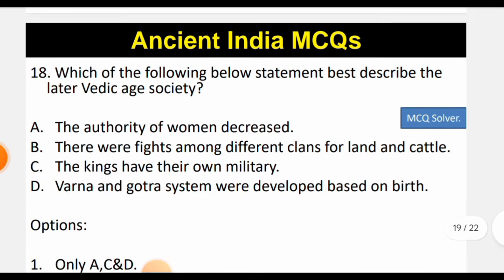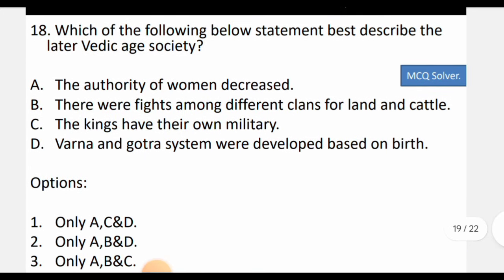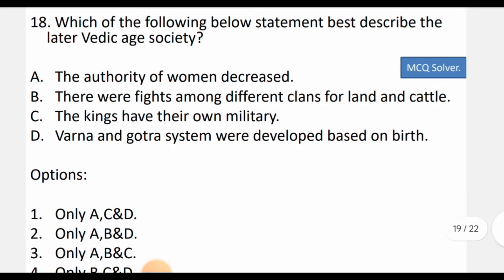Now let's move to question number 18. Which of the following statements best describes the later Vedic age society? First we will look into the statements. Statement A, the authority of women decreased. Statement B, there were fights among different clans for land and cattle. Statement C, the kings had their own military. Statement D, Varna and Gotra systems were developed based on birth.